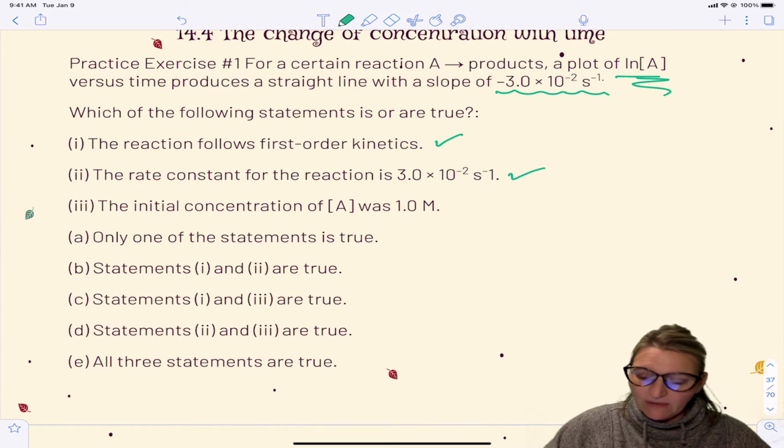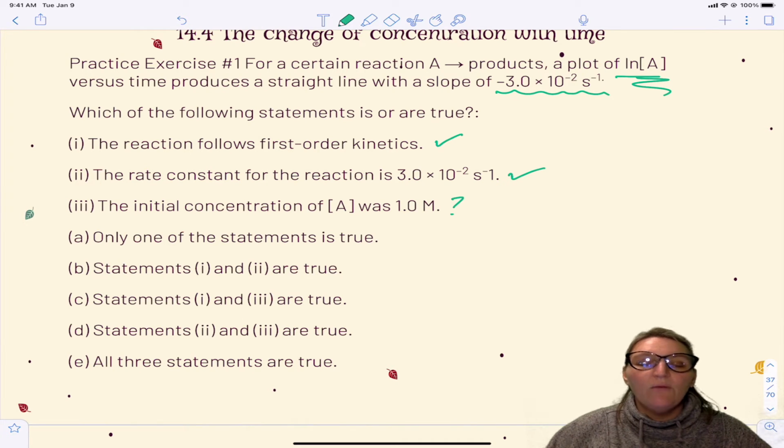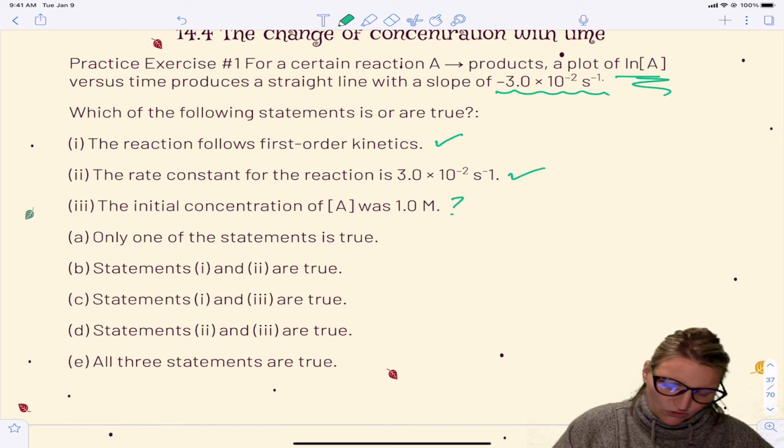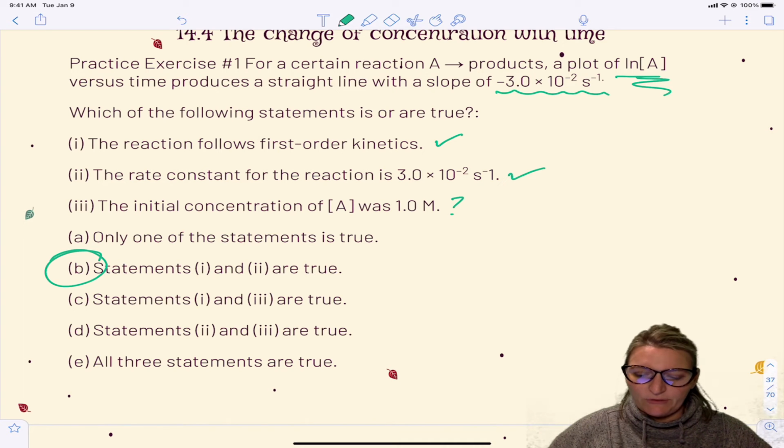Yes, the rate constant is the opposite of the slope. The initial concentration was 1? There's nothing in this prompt that makes me believe that the initial concentration would be 1. So I'm going to choose answer choice B. 1 and 2 are true.